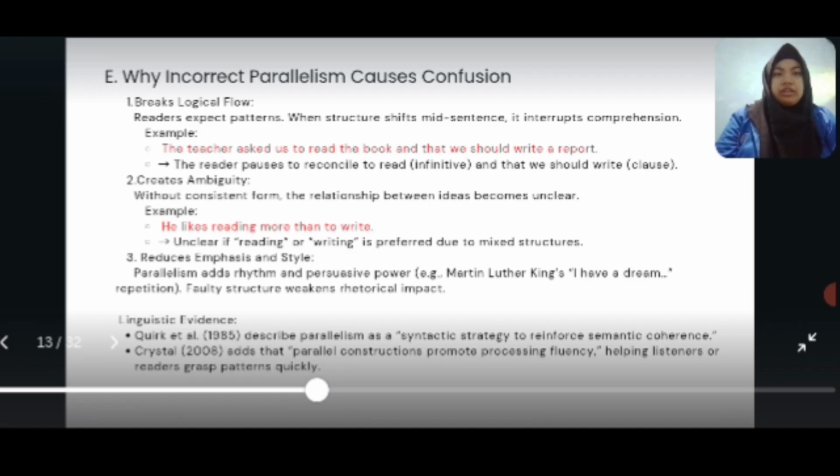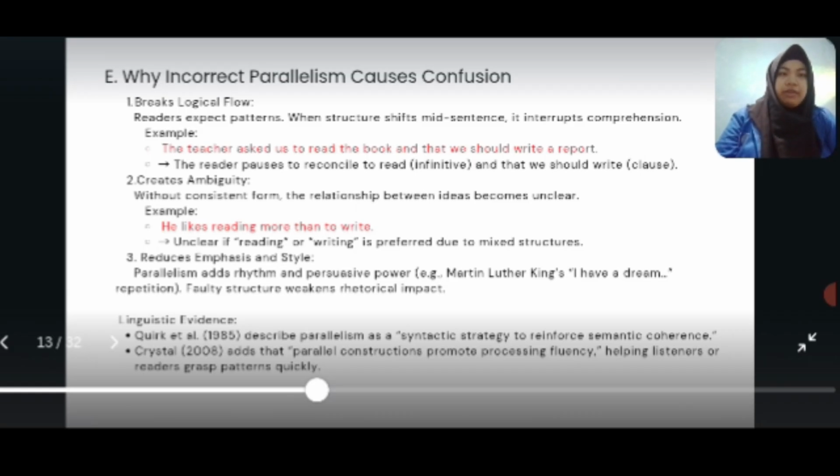And then the second one is that it creates ambiguity. Without consistent form, the relationship between ideas becomes unclear. For example, he likes reading more than to write, which means it is unclear if reading or writing is preferred due to mixed structures. And then the third one is that it reduces emphasis and style.